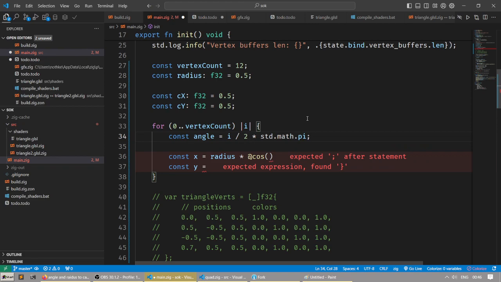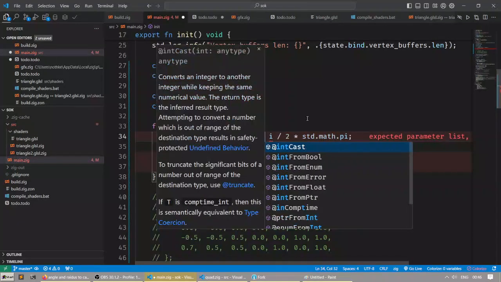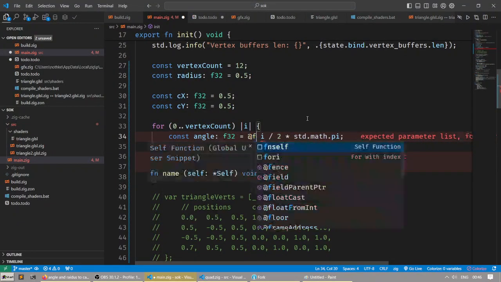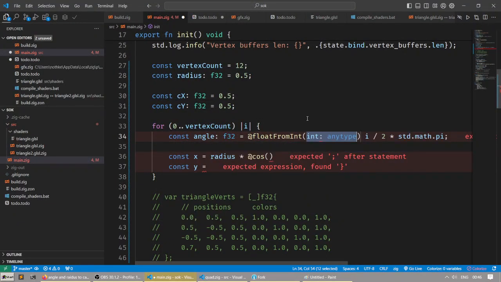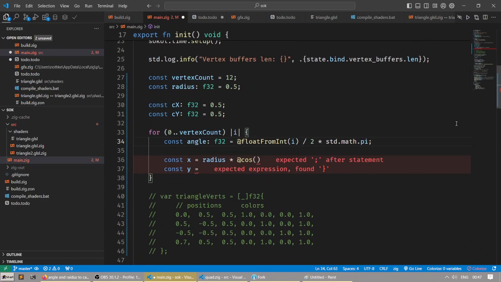But yeah, let's see. So of course, this is going to have to be f32, and this is definitely going to be int to float. No, float from int, which is i. And then we have to divide by 2 by pi. This is definitely going to be some kind of a compile error, and we're going to solve that as we get the compile error.